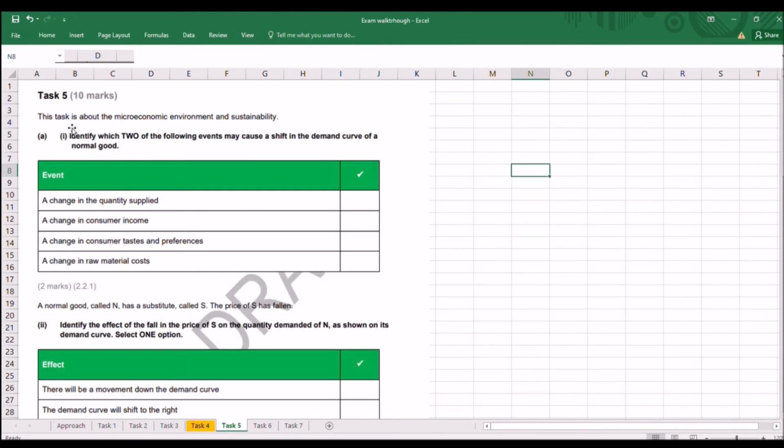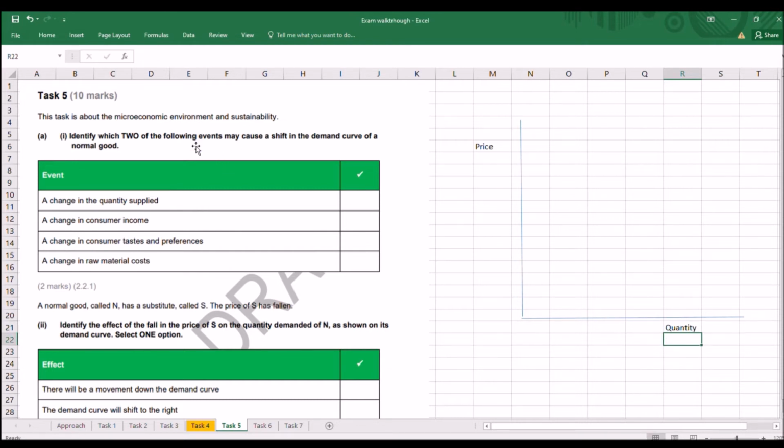Question 5. Right, so this task is about the microeconomic environment. So we're into that area of the syllabus, which can be supply and demand curves and markets. Identify which two of the following events may cause a shift in the demand curve of a normal good. Right, so what you do first of all within these questions is you create the supply and demand curve. So let's do that. We've got the price on this axis here, and then quantity on this axis. So that's our price quantity graph.